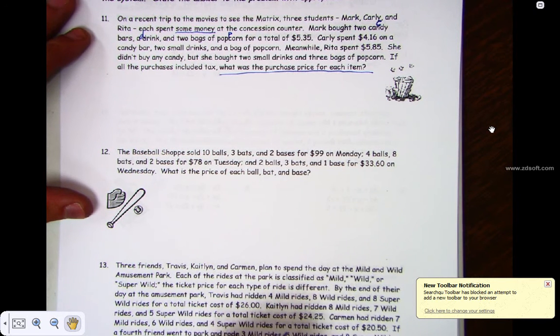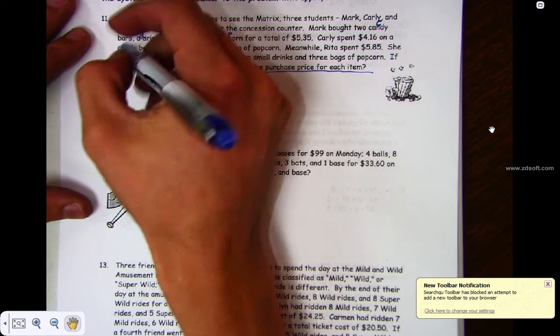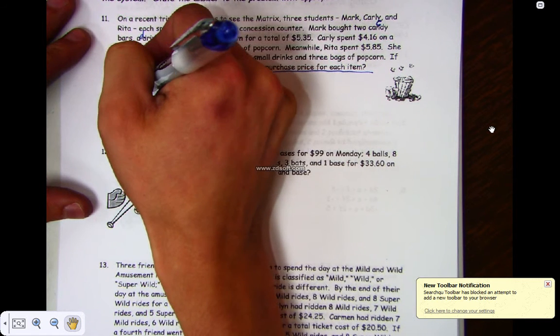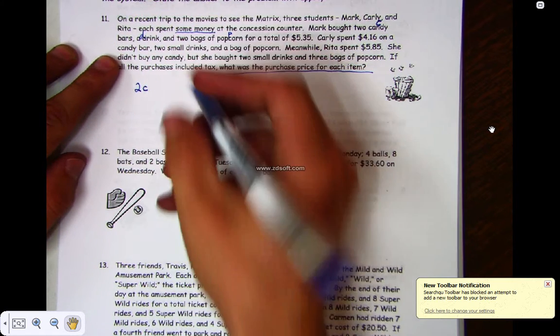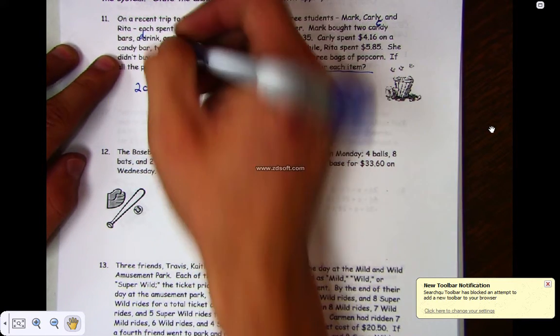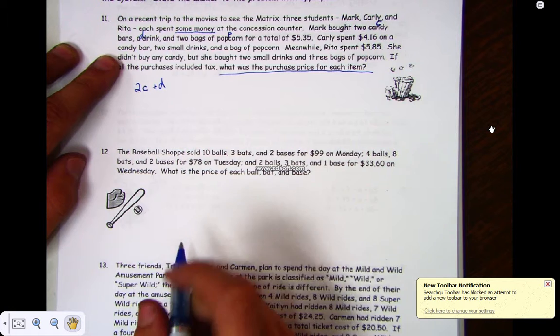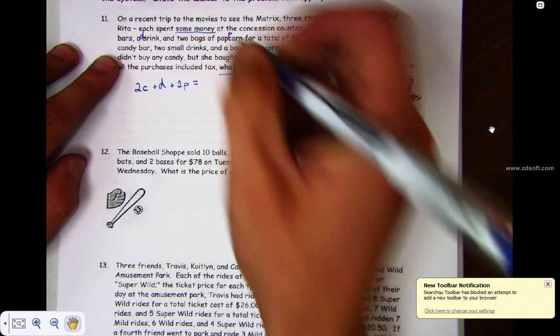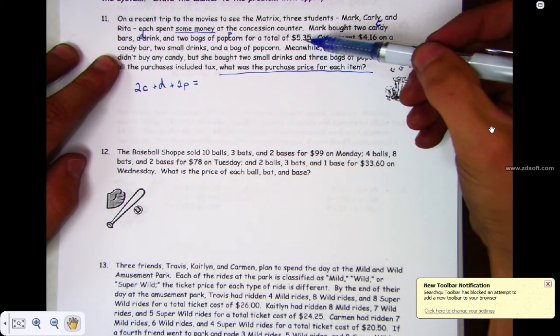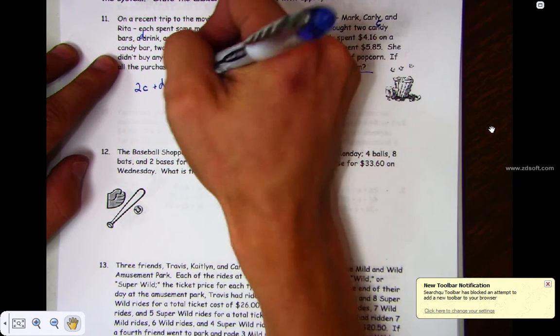So we know that Mark bought 2 candy bars, so 2C. He bought a drink, so plus 1 drink, plus 2 bags of popcorn, so plus 2P. We know that's equal to $5.35. He spent $5.35 on that.